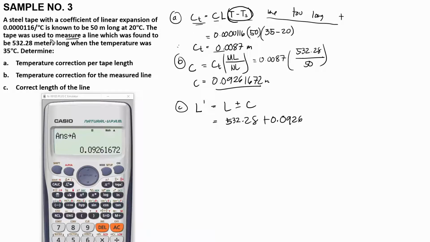But suppose it was colder, for example measuring at 15 degrees, not percent. Then the result here would be negative, so we would still add that negative value. So, 532.28 plus 0.0926. Therefore, the corrected line is 532.3726, etc. meters. That is our final line.